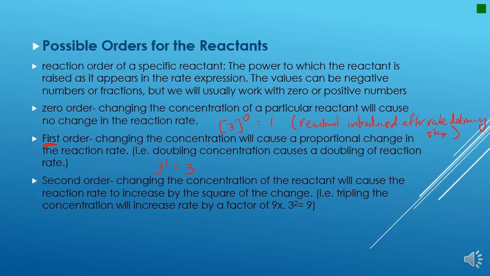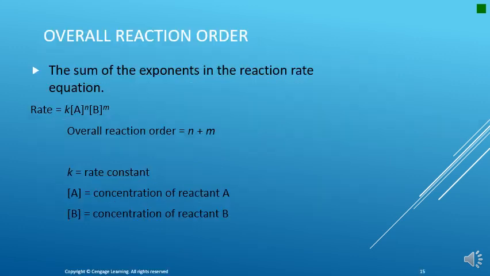So if I take a tripling of the concentration, as you can see here, and I square that, that means that my reaction rate will increase by a factor of 9. Okay, so this would be the concentration change right here, and this would be the change in the reaction rate as a result. So a second thing that you may be asked to solve for is the overall reaction order. The overall reaction order is simply a sum of the exponents in the reaction rate equation. So for the rate equaling k times A raised to the n and B raised to the m, the overall reaction order would simply be n plus m.